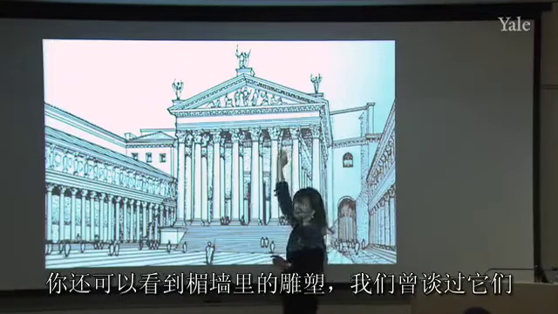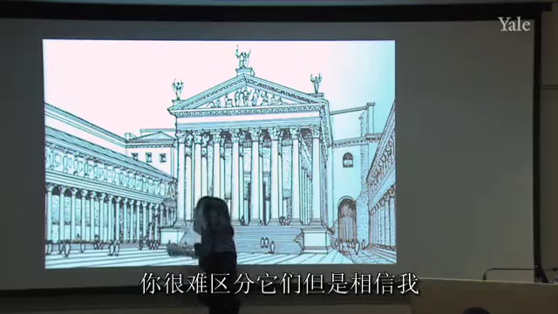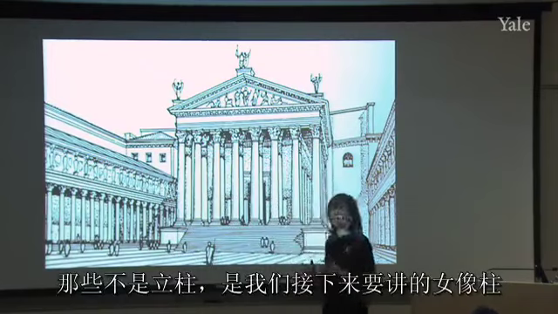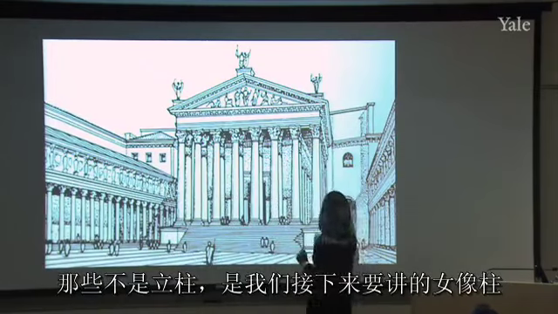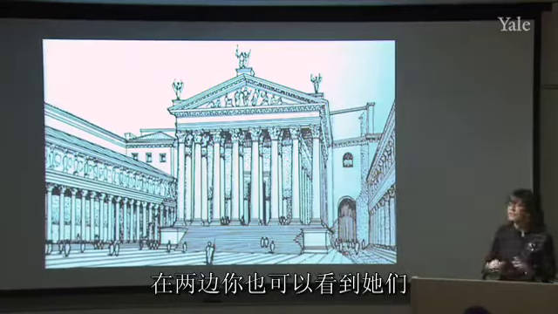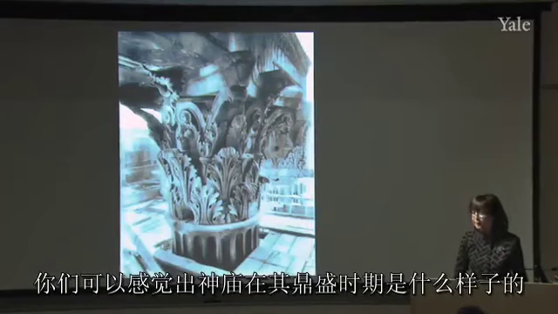You can see also that there was sculpture in the pediment, and we know something about that. You can see the columns on either side, and you can see in the second story, you can barely make them out, but take my word, those are, instead of columns, figures of women that we're going to say something about, and you can see those again on both sides. So this gives you a sense of what the temple would have looked like in its heyday.